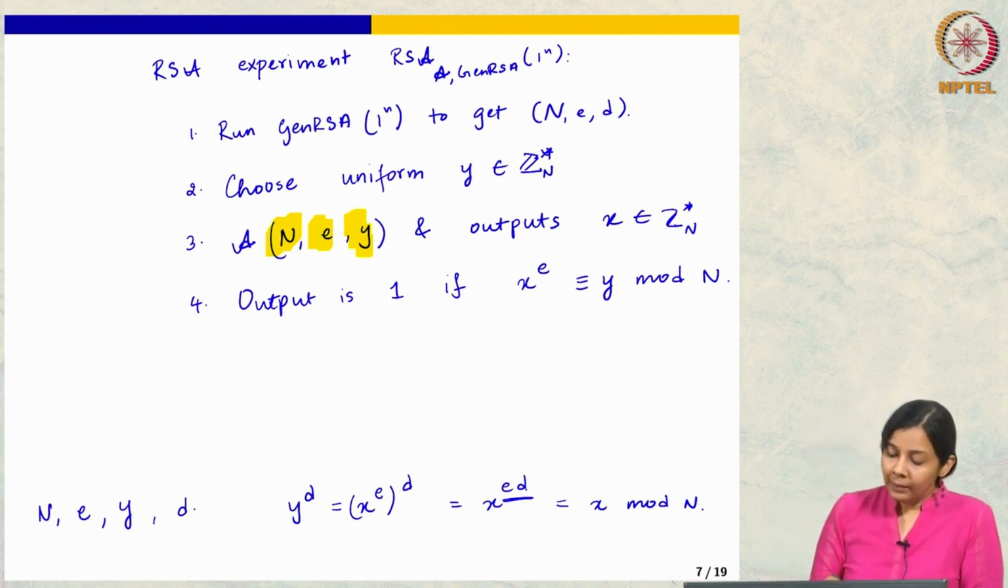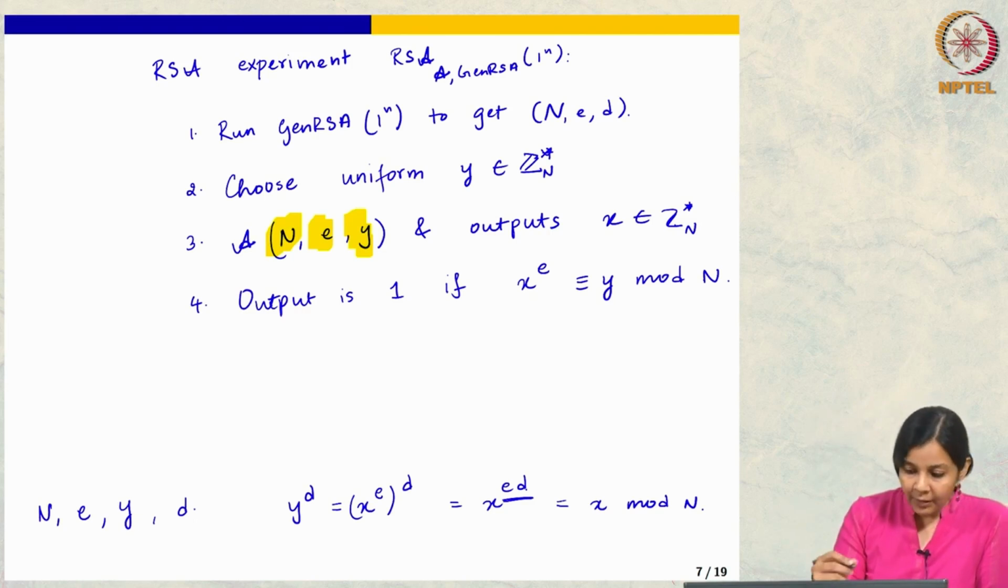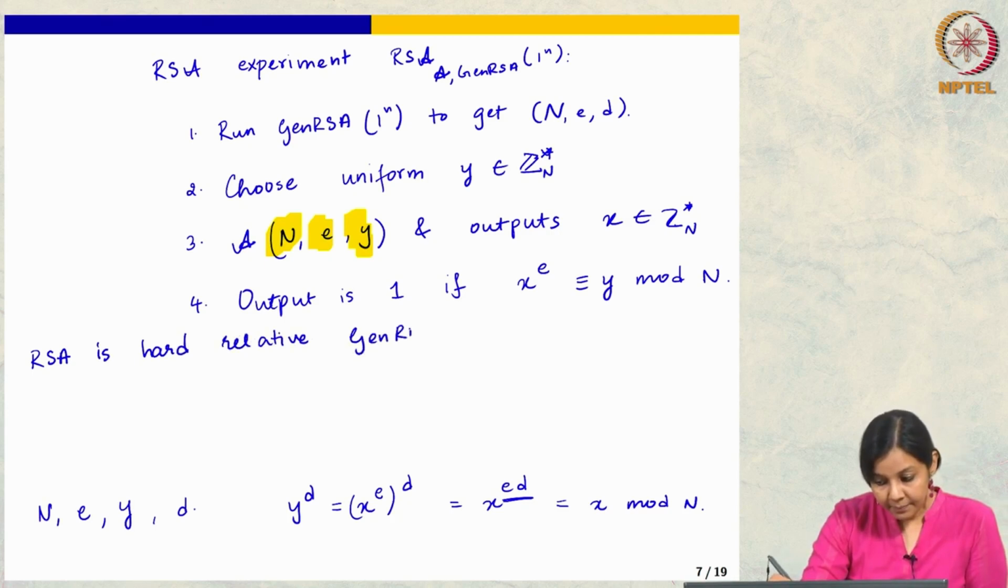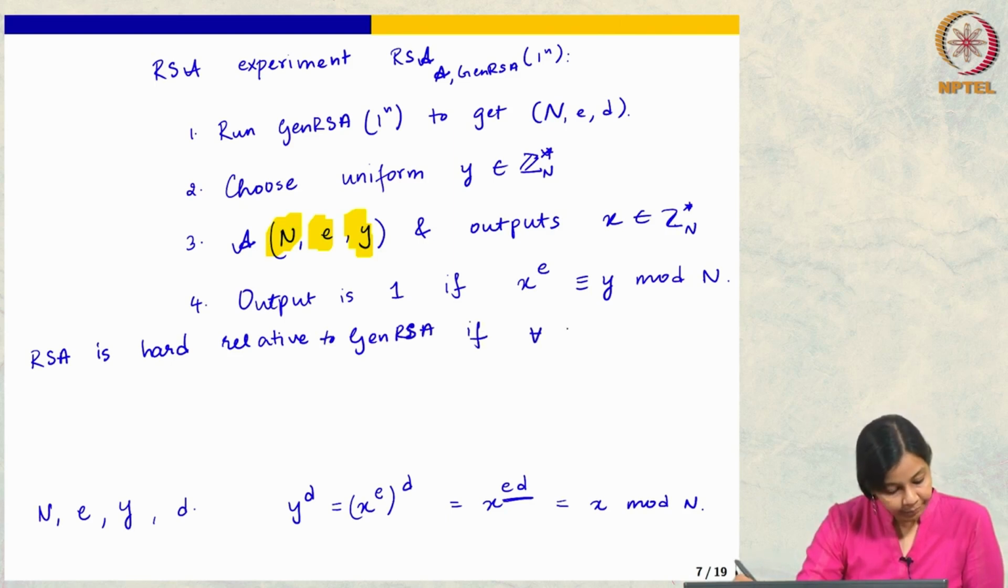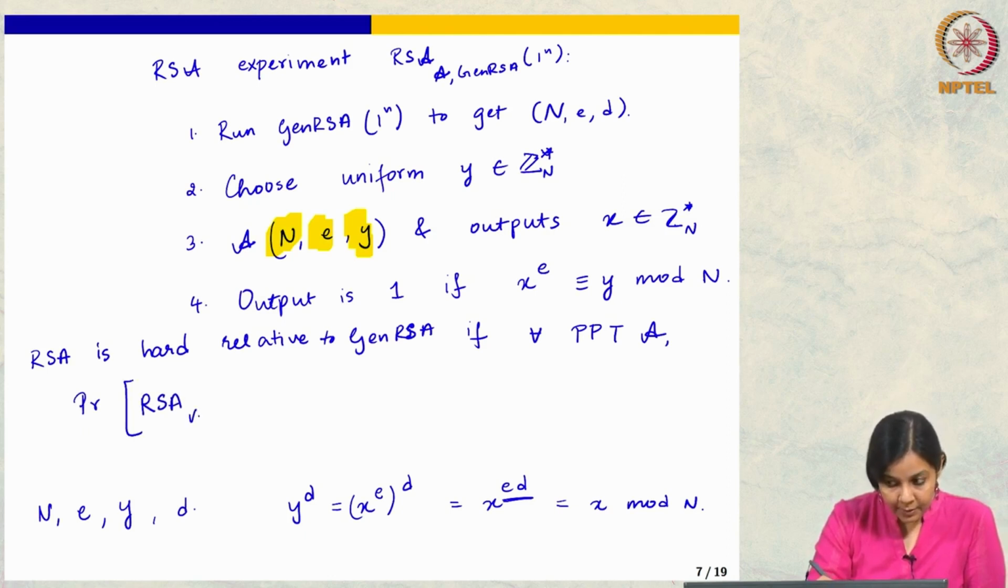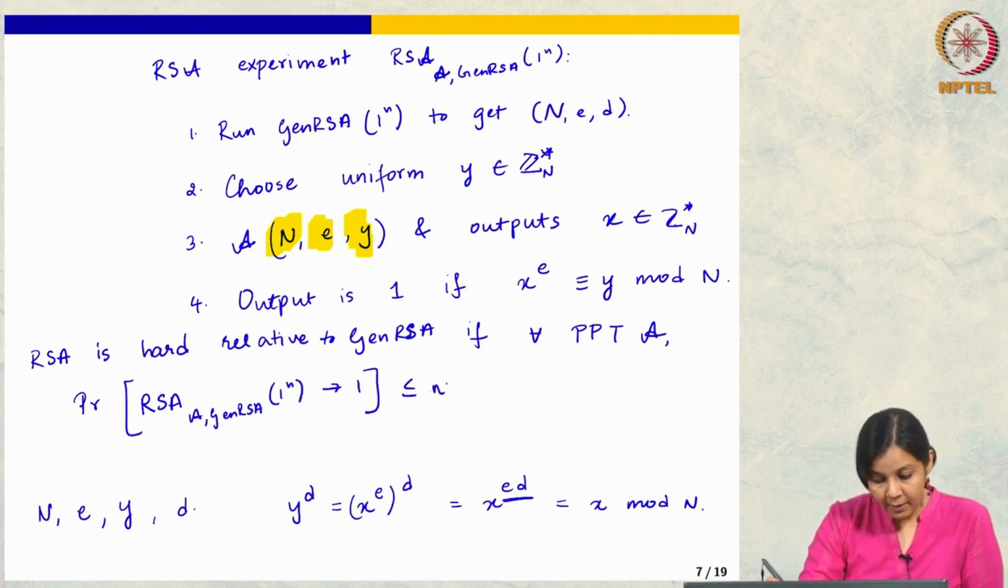So let me first just finish writing this. The RSA problem is hard relative to Gen RSA if for any PPT algorithm A, the probability that this experiment outputs 1 is negligible.